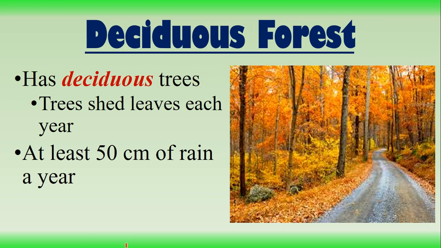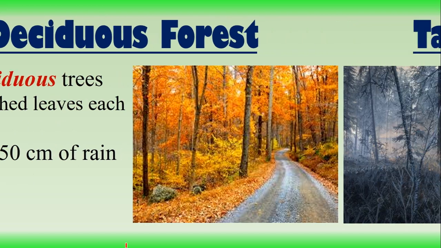Deciduous forest. If you don't know what a deciduous tree is, these are trees that shed their leaves each year. They're the ones that give those great colors during fall. Most trees you probably know are deciduous. At least 50 centimeters of rain per year in these types of biomes.